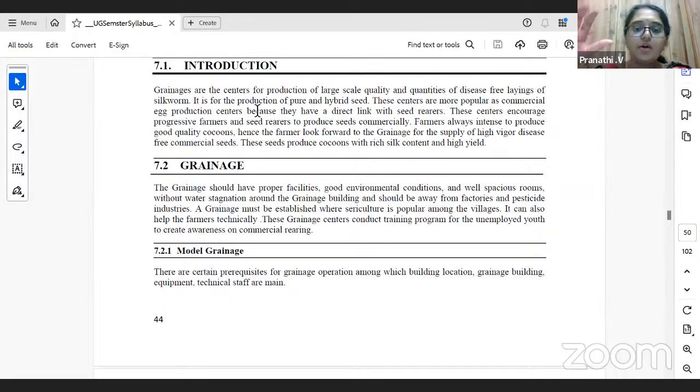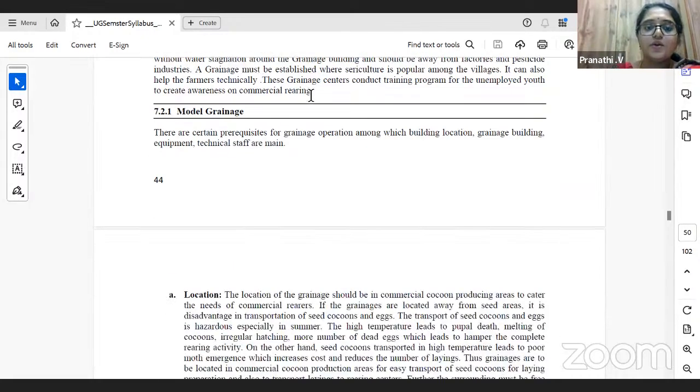Now, how should a modern grainage look, and how should a model of the grainage look? You have to have certain prerequisites, that is, certain pre-existing conditions, for a grainage to exist. One is the building location, the grainage building equipment that you're going to use, and technical staff, because people should have proper knowledge on rearing of the cocoons, especially for commercial rearing.